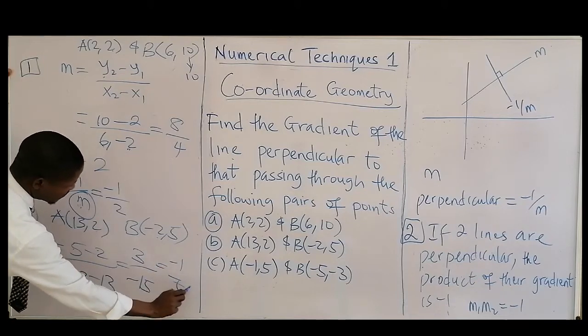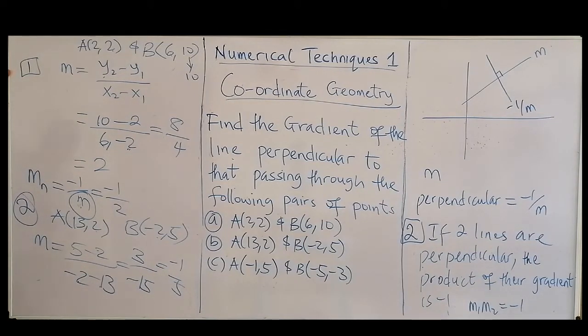And that will give us -1 over 5. For the slope of the perpendicular line, that will be -1 over -1 over 5. That will give us 5.